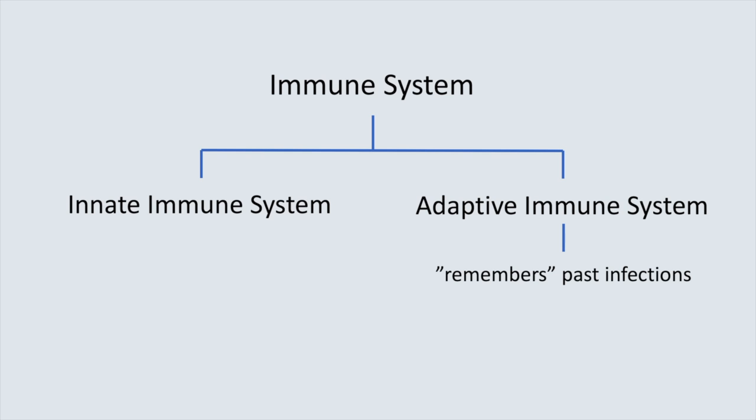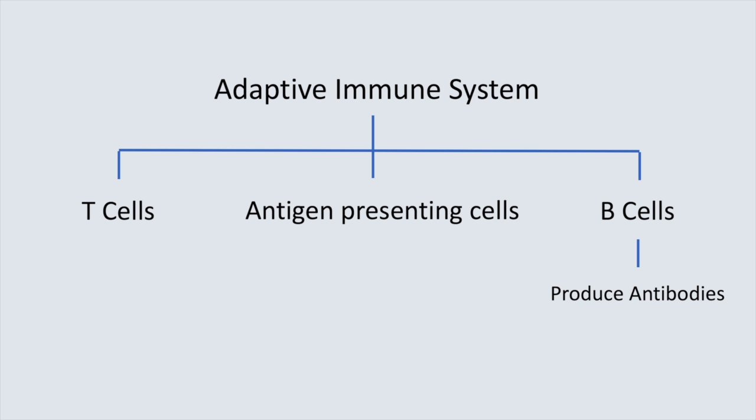Start out by understanding that the immune system is broken down into an innate and an adaptive immune system. And what's important to note about the adaptive immune system is that it has a memory. So it is actually able to remember past infections. And that's a very important trait because that is what we as scientists are going to utilize in order to effectively vaccinate.